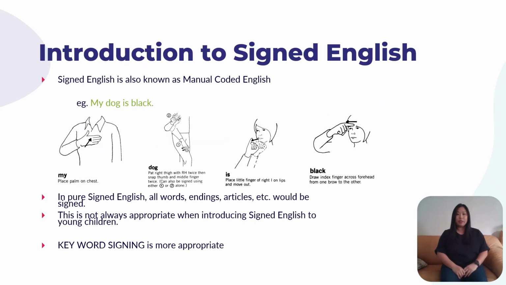Signed English is also known as manual coded English. In pure Signed English, you would sign every single word in the sentence and all the word endings and articles. For example, the sentence, "My dog is black," you would sign, "My dog is black." This is not always appropriate when teaching Signed English to young children. Instead, we'll be doing keyword signing.